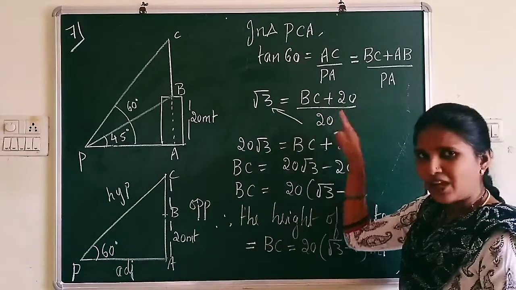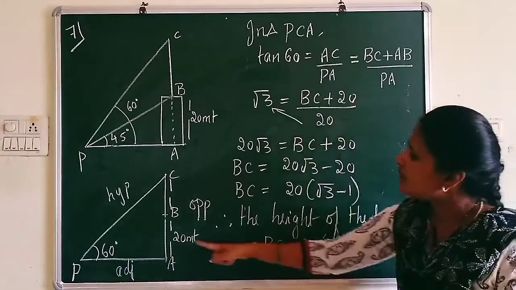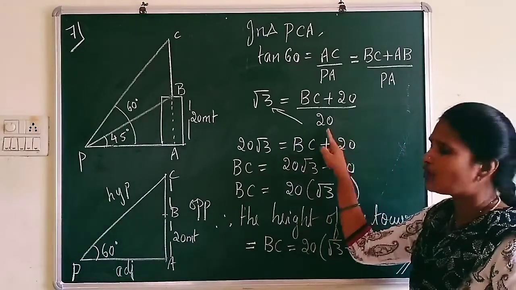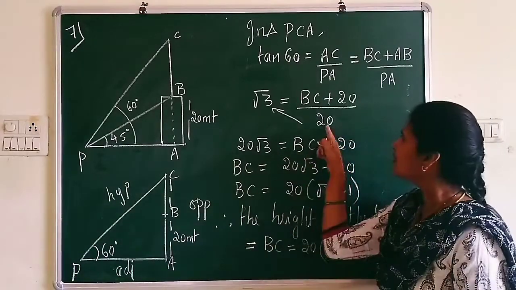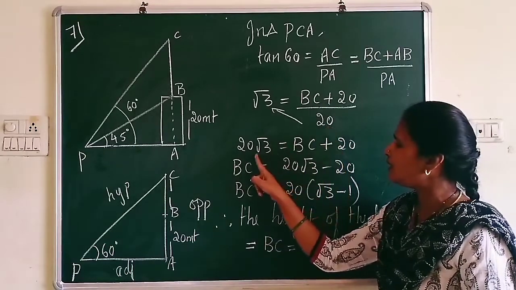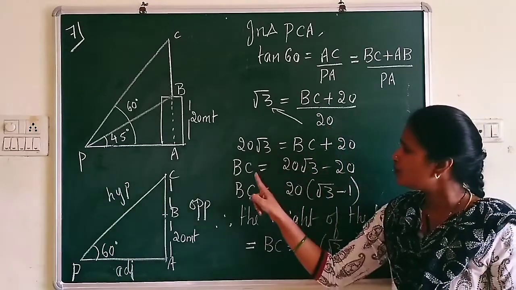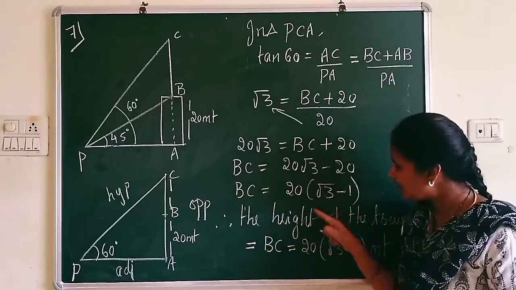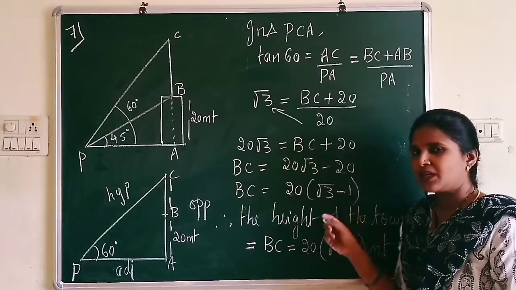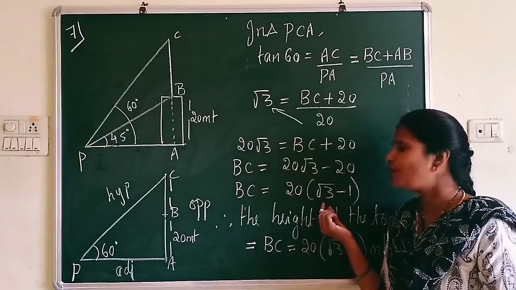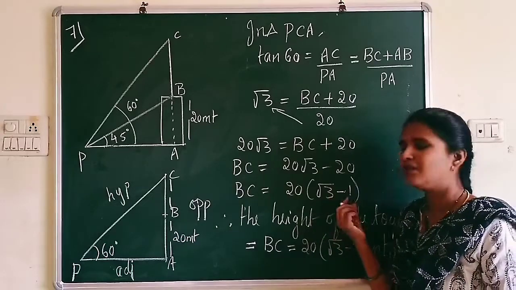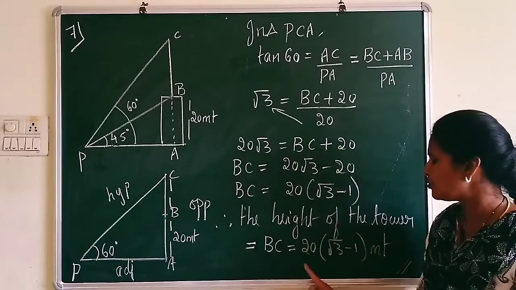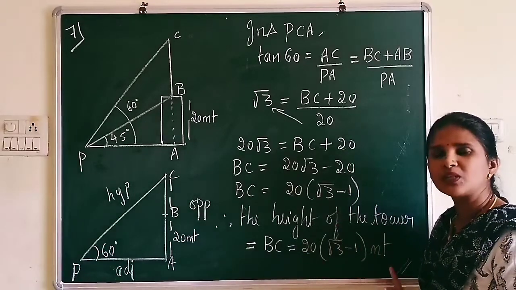So BC we have to find, and AB, just now AB has been given in the question, it is 20 meter height of the building, divided by PA. We found in the previous diagram we got it is 20. Cross multiply, 20 root 3 equal to BC plus 20. So BC equals 20 root 3 minus 20. You can take 20 common here. You will get 20 bracket open root 3 minus 1. Suppose if they mention the value of root 3 in the question, then try to simplify this. Otherwise you can keep as it is. Therefore the height of the tower BC equals 20 into root 3 minus 1 meter.